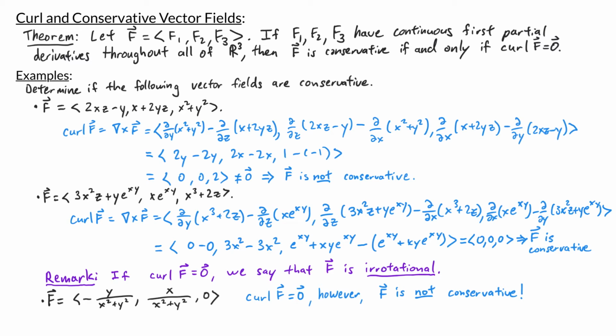The reason why the theorem doesn't hold in this case is because the components of F do not have continuous first partial derivatives for all of R3. Specifically, the first partials are not defined at the origin. So if you want to use this theorem, you have to make sure that each component of the vector field has continuous first partial derivatives throughout all of R3. So next, let's look at a summary of things we know about conservative vector fields.